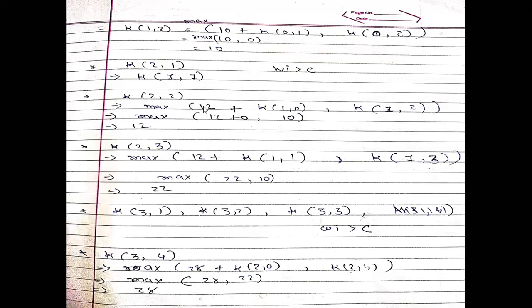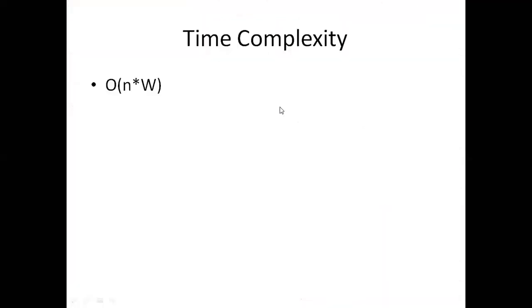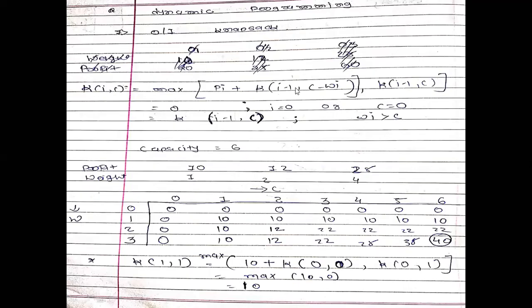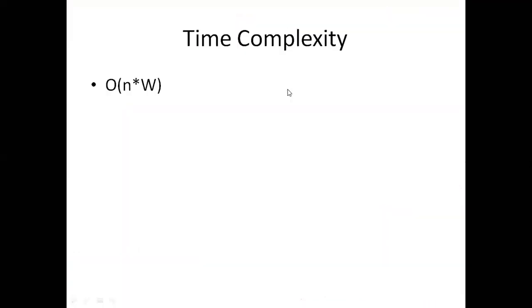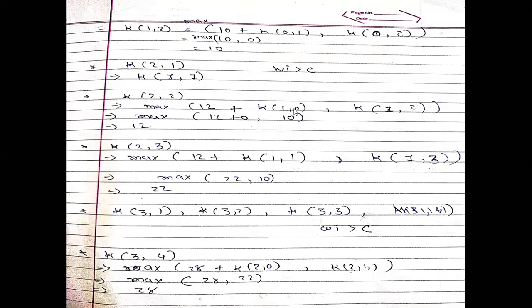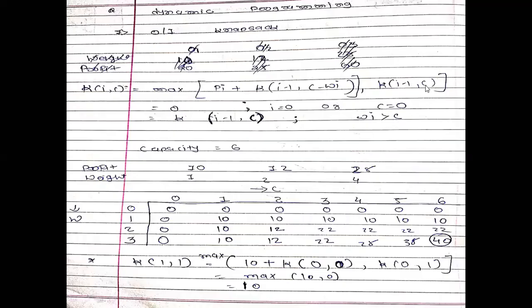So first one is PI, that is profit of the second item, that is 12, plus K of I minus 1, that is 2 minus 1, that is 1, 1, and C minus weight of I, that is 2 minus 2, you have to put here 0. And here K of I minus 1, 2 minus 1, 1, and C. Remember this, I minus 1, C.